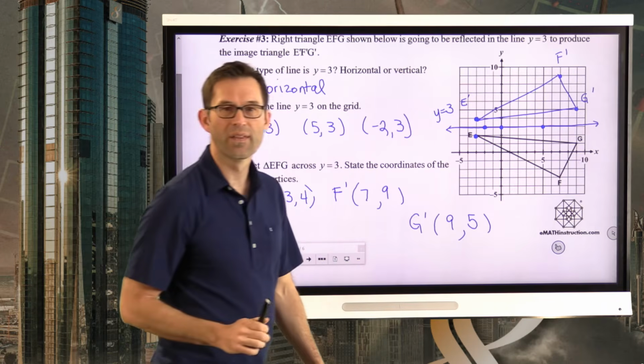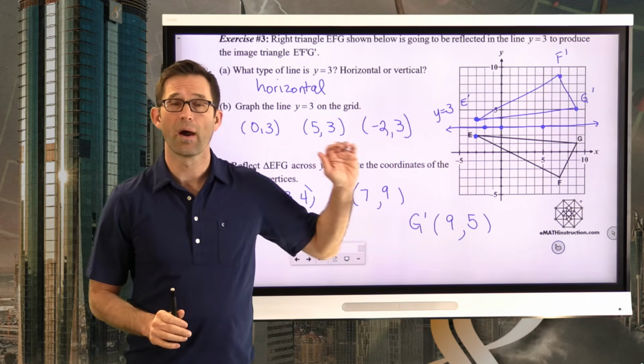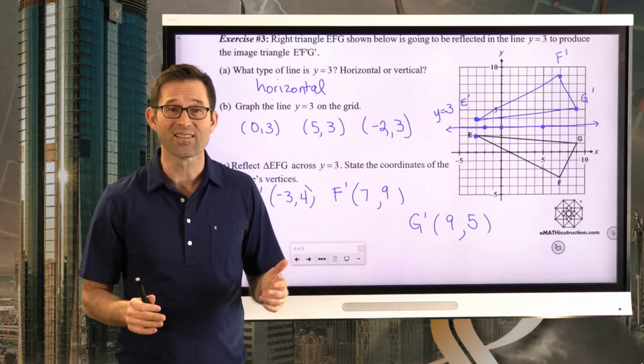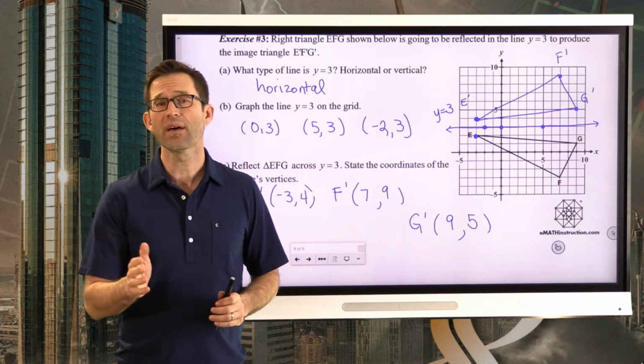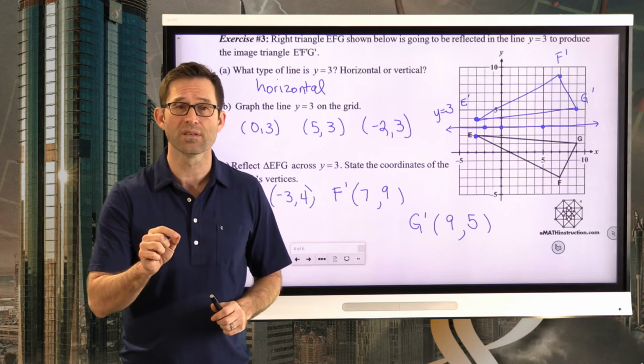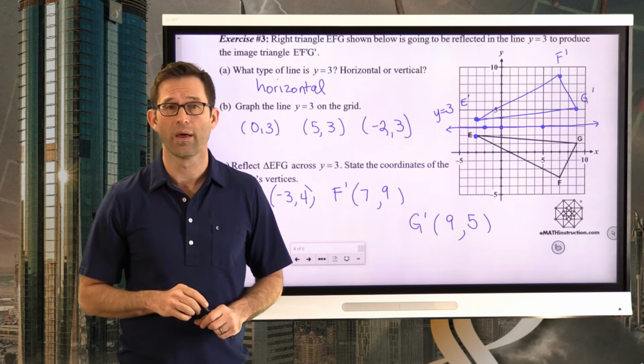All right, and that's it. Pretty easy, right? The only thing that's more challenging about reflecting across a horizontal or vertical line that isn't the x or the y-axis is that you have to graph it first, and then you have to be careful about counting the distance that a given point is away from that horizontal or vertical line.